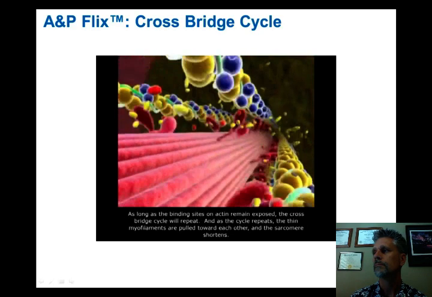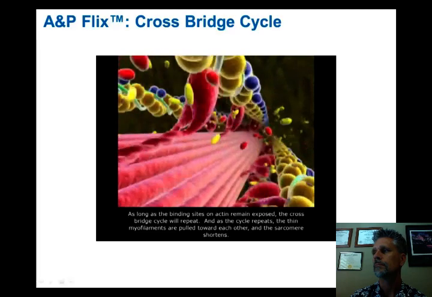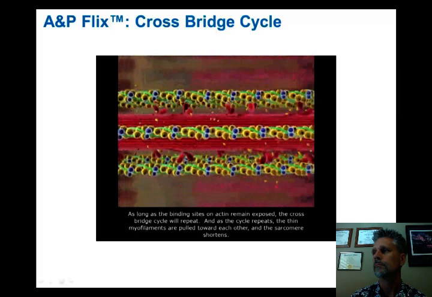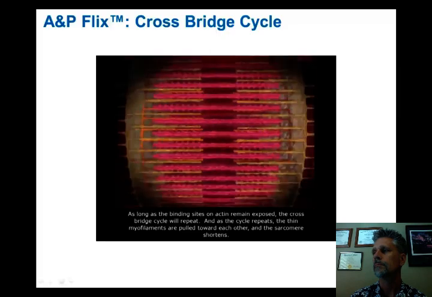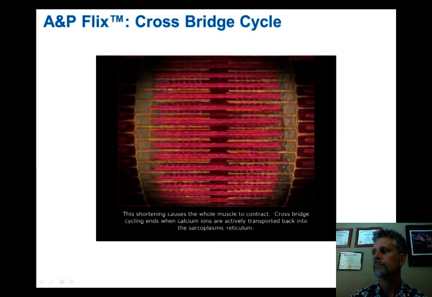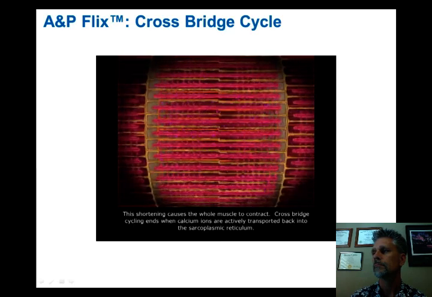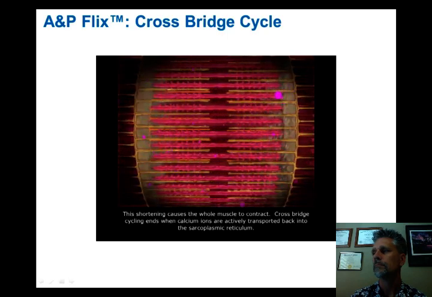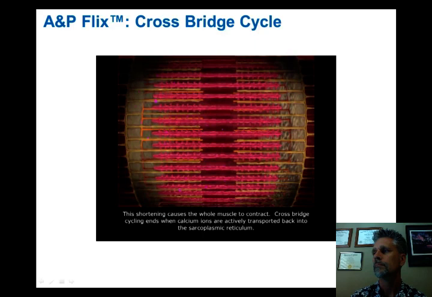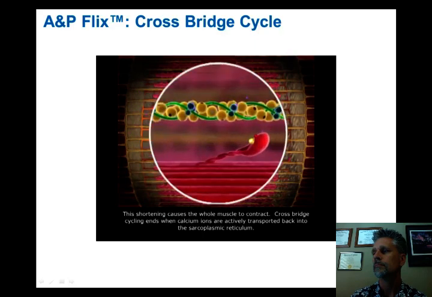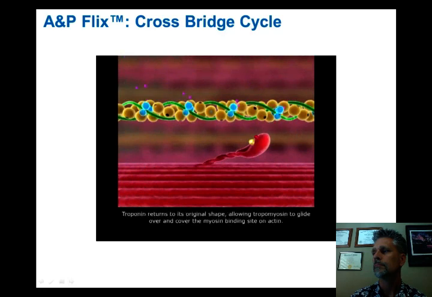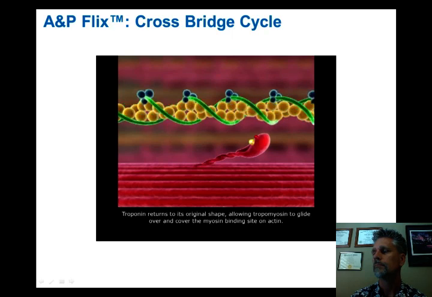As long as the binding sites on actin remain exposed, the cross-bridge cycle will repeat. And as the cycle repeats, the thin myofilaments are pulled toward each other and the sarcomere shortens. This shortening causes the whole muscle to contract. Cross-bridge cycling ends when calcium ions are actively transported back into the sarcoplasmic reticulum. Troponin returns to its original shape, allowing tropomyosin to glide over and cover the myosin binding site on actin.